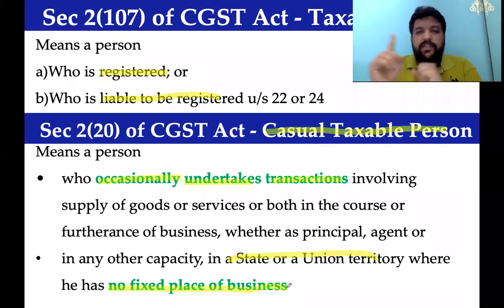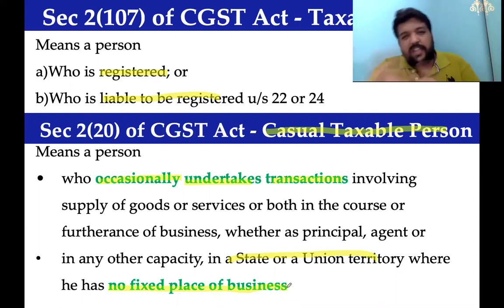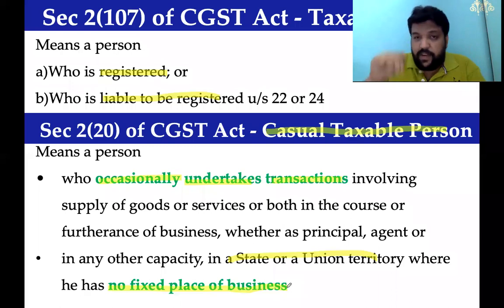Casual taxable person means who occasionally undertakes transactions involving supply of goods or services in the course or furtherance of business, whether as principal, agent or otherwise, in a state, say Tamil Nadu, where he does not have a fixed place of business. Is this person regularly registered in this state of Tamil Nadu? If your answer is yes, then he cannot be treated as a casual taxable person. No, sir, this person belongs to Andhra Pradesh.